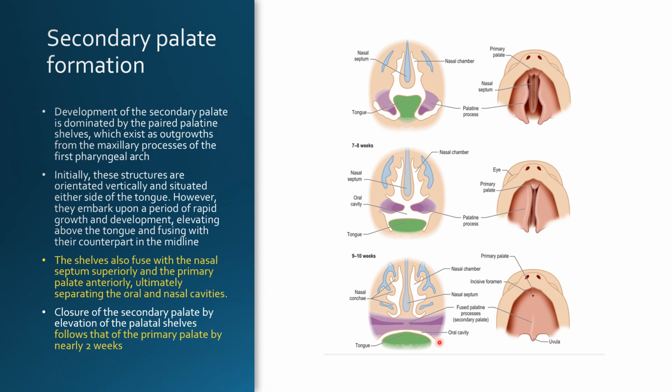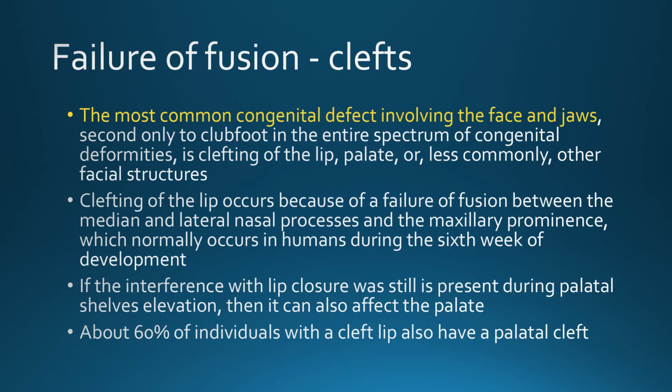So as we can expect, the fusion of these processes is very important to the formation of the structures in the face. If there is any problem with the fusion of these processes, we're going to have failure of fusion, and that will be a cleft in that area. The most common congenital defect involving the face and jaws are clefting of the lip and palate.